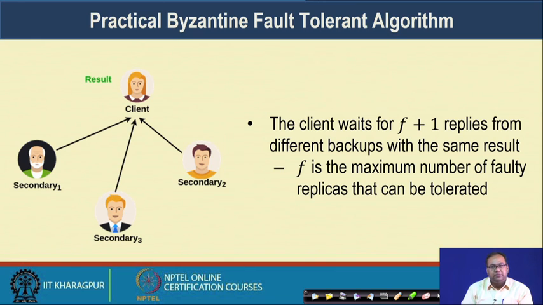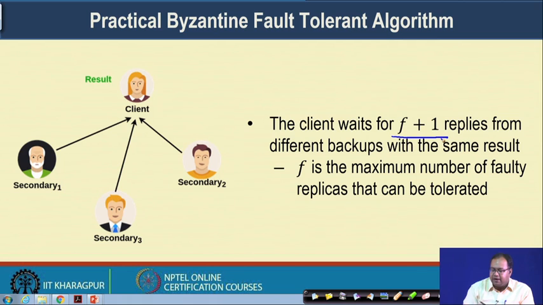Once the client receives all the replies, the client waits for f plus 1 replies from different backups with the same result, where f is the maximum number of faulty replicas that can be tolerated. These keywords are important: the client needs to receive f plus 1 replies from different backups and the results are the same. That means the client can decide that it has got a majority of the correct votes.